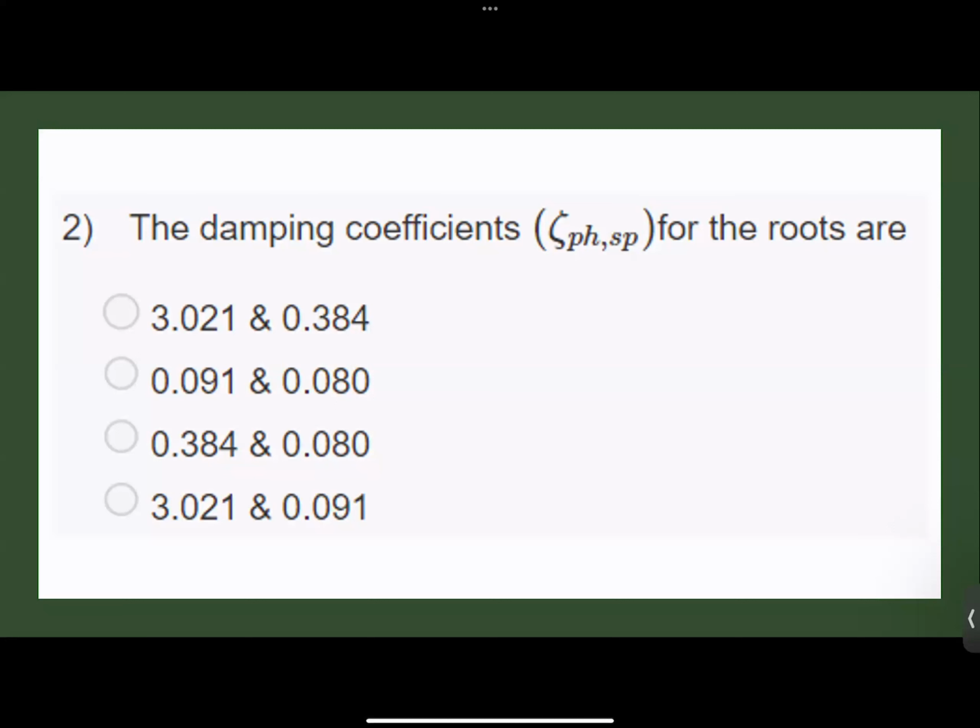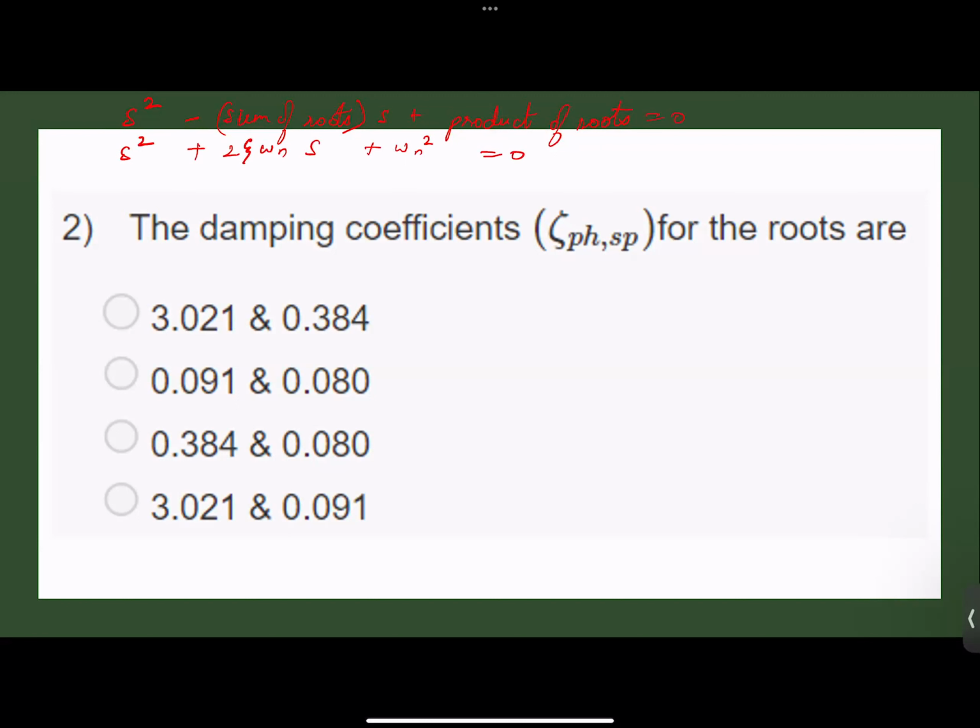So let's start with the first one. They've asked you for the phugoid mode and the short period. If you have two roots, how do you find the characteristic equation? You have s square minus sum of roots into s plus product of roots equals 0. Okay, and equate it to a typical second order equation: s square plus 2 eta omega n s plus omega n square equals 0.